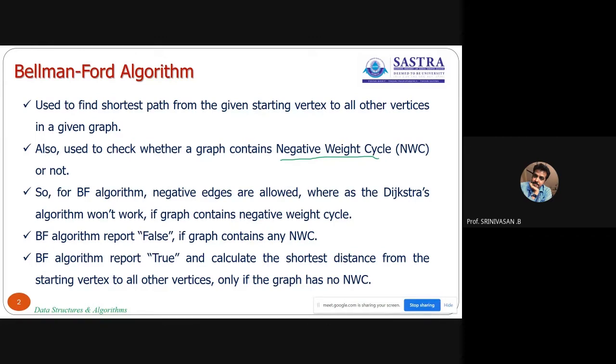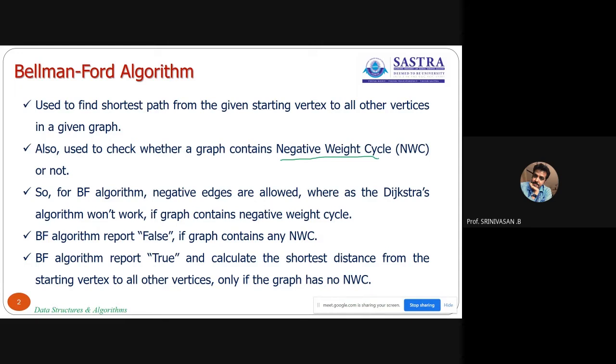The Dijkstra algorithm will not work if the graph contains any negative weight cycle. The assumption for the Dijkstra algorithm is that the initial graph should not have any negative weight cycle. The reason is that with a negative weight cycle we cannot apply a shortest path algorithm. It forms a cycle with negative cost, so we cannot predict which one is the shortest distance.